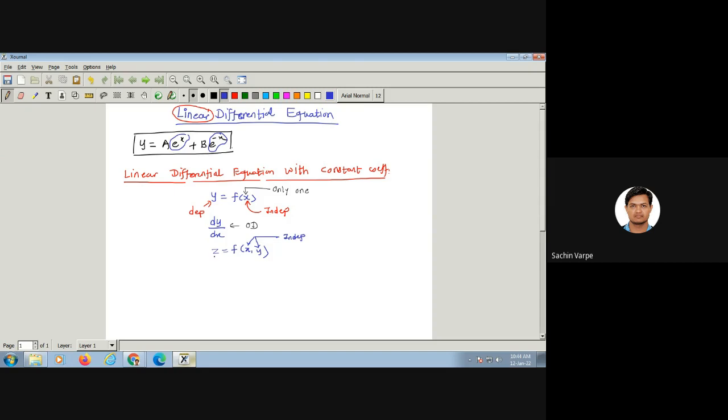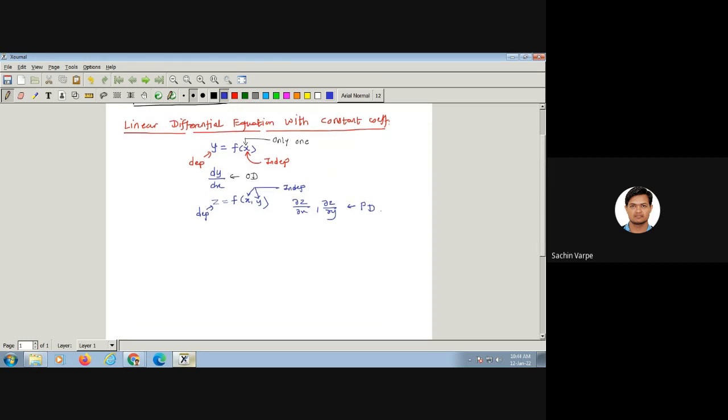So, and this is dependent. Z is dependent. So, the derivative of Z with respect to X and Y are called partial derivatives, isn't it? And we denote them by ∂Z/∂X and ∂Z/∂Y, isn't it? So, this is called partial derivative.